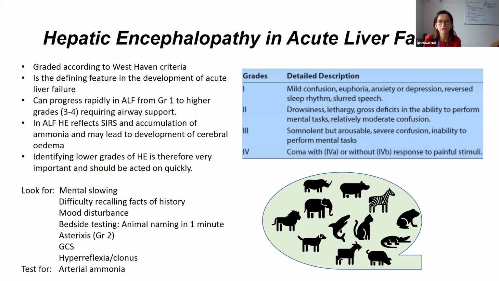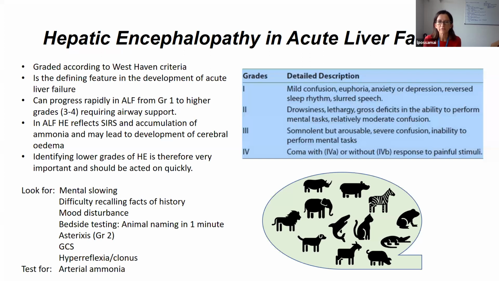And that progression can be very rapid in acute liver failure, over hours, and grades 3 to 4 require airway support, which just emphasises the importance of careful monitoring. In acute liver failure, the encephalopathy reflects not just the accumulation of ammonia due to the failing liver, but also the systemic inflammatory response. It leads to quite pronounced cerebral edema, and if left untreated, can lead to coning and death.